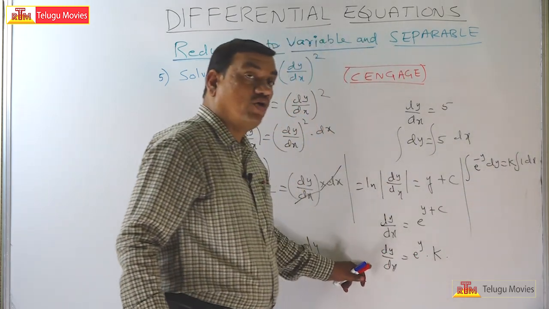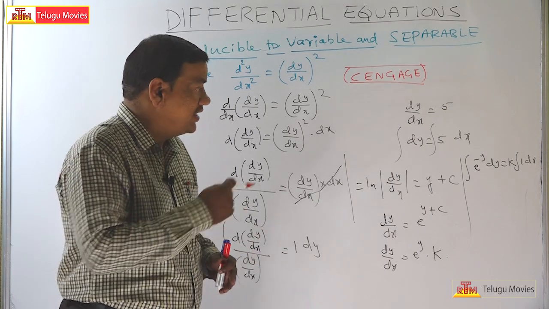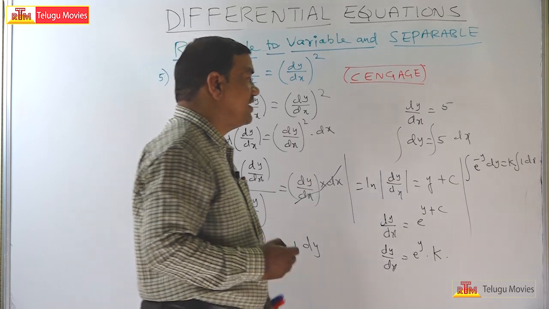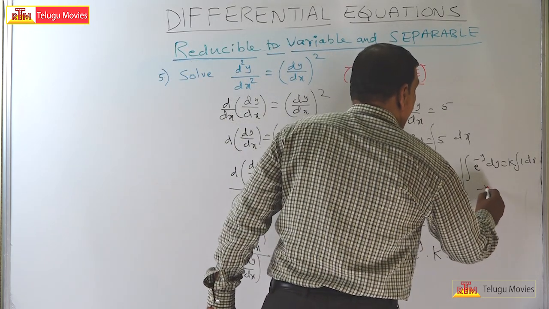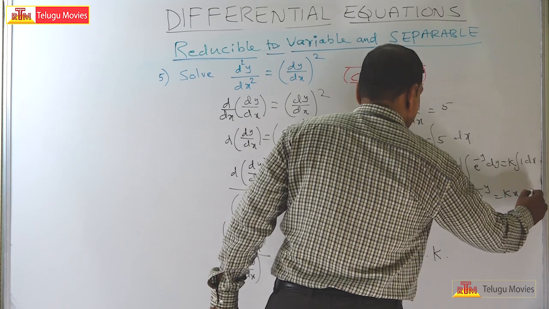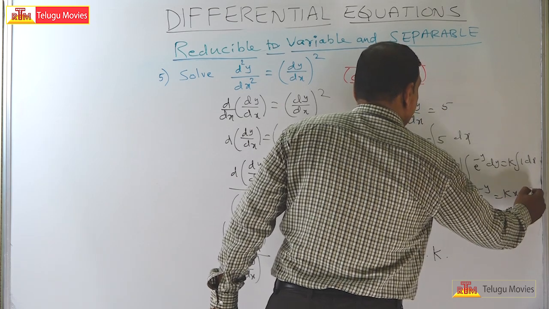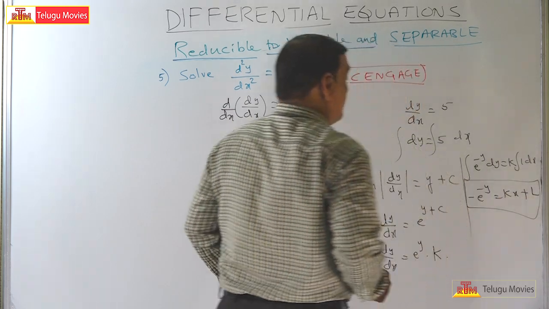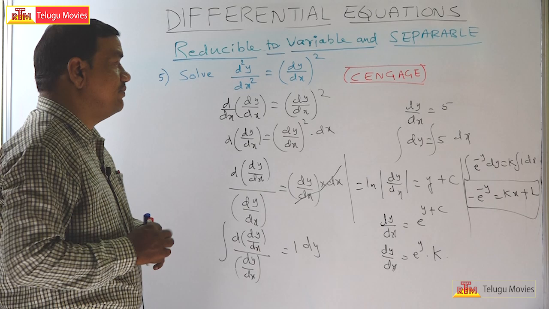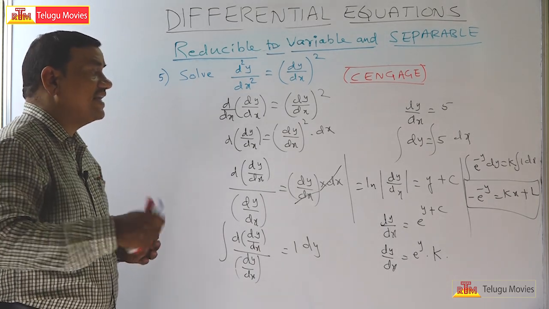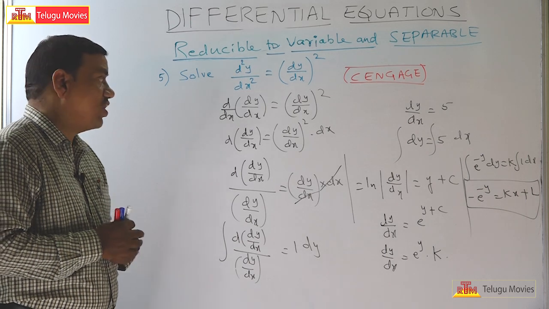If you take e power y to the left hand side, 1 by e power y becomes e power minus y dy. So the integration will become minus e power minus y on one side, and kx plus some constant on the other, you can call it L or anything. So this is your final answer: minus e power minus y is equal to kx plus another constant of integration.